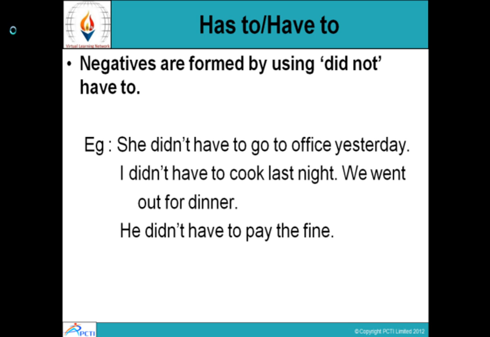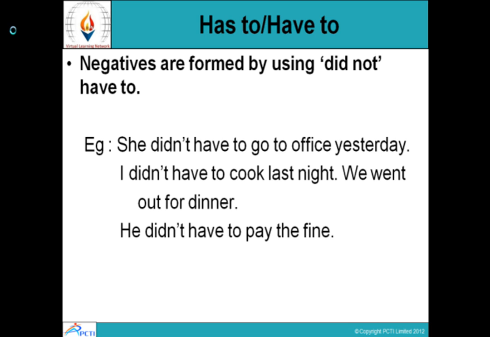She didn't have to go to office yesterday. That means there was no need for her to go to office yesterday. There was no necessity. I didn't have to cook last night. We went out for dinner. That means there was no need for me to cook dinner, as we went out for dinner and we had dinner outside. He didn't have to pay the fine. Here, there was no compulsion on him to pay the fine. He escaped that, and that's why we used he didn't have to pay the fine.